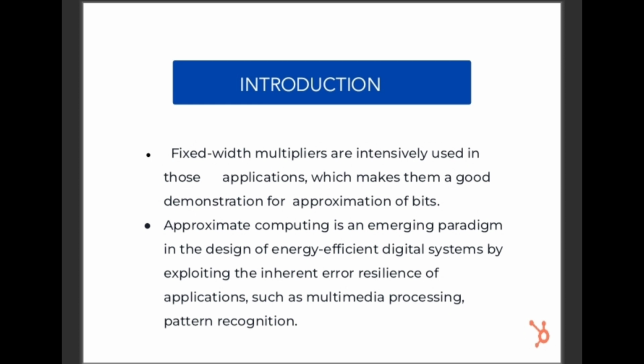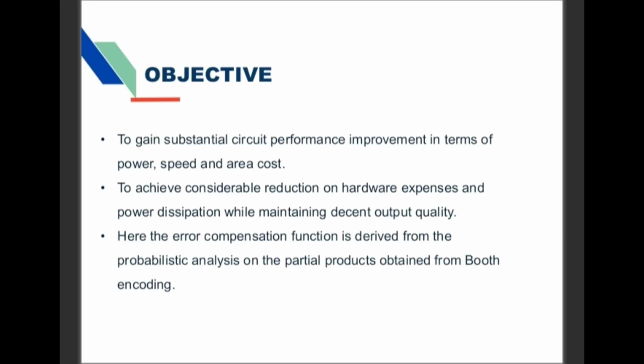So they are mostly used in design of energy efficient digital systems by exploiting the inherent error resilience of applications such as multimedia processing. By applying fixed width booth multipliers, we can gain improvements in circuit performance like improved speed, power, and area and cost reduction. And by applying approximate computing, the overhead expenses and power dissipation are very much reduced while maintaining a decent output quality. In approximate computing, we apply a probability analysis on partial products, and the probability applied here is conditional probability, and we discuss it in the later part.